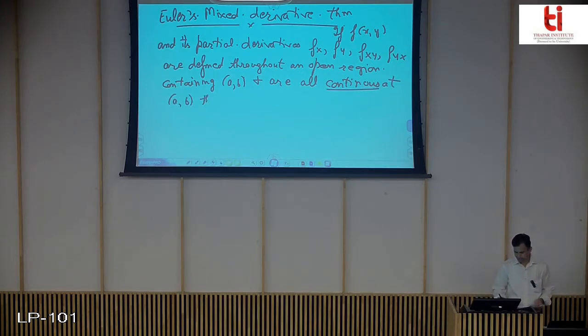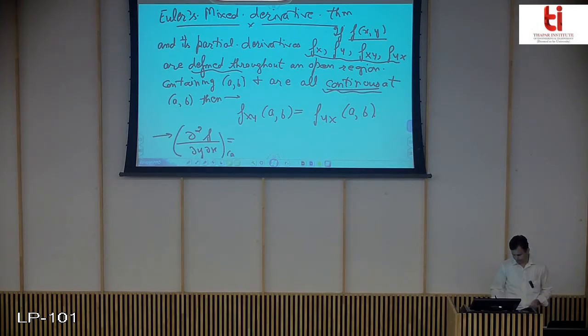then what does Euler's theorem say? That if you have function f(x,y) and its partial derivatives, these are defined and also continuous. That is the main thing, they should be defined and continuous. Then the partial derivative fxy(a,b) is equal to fyx(a,b). And after this, you have del square f by del y del x at point (a,b) is equal to del square f by del x del y at (a,b).